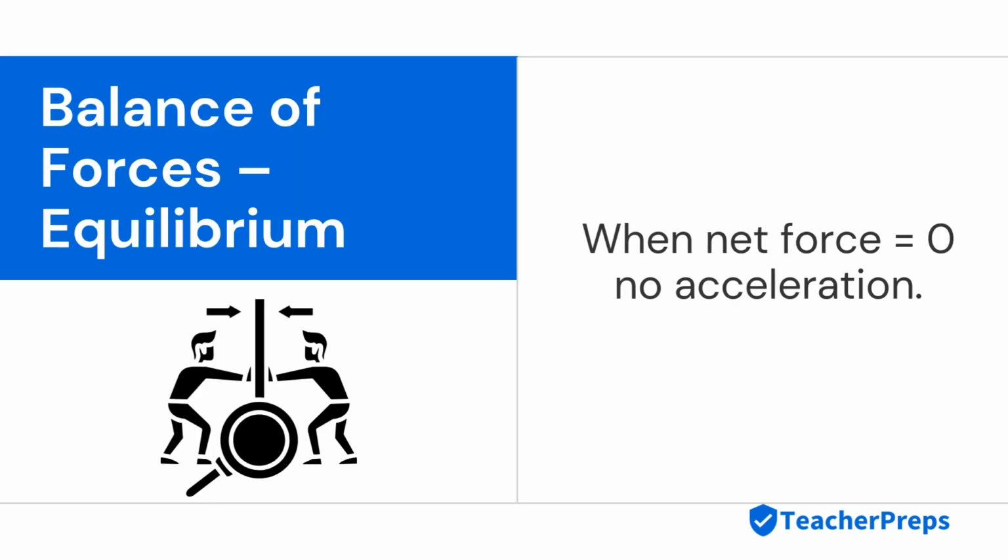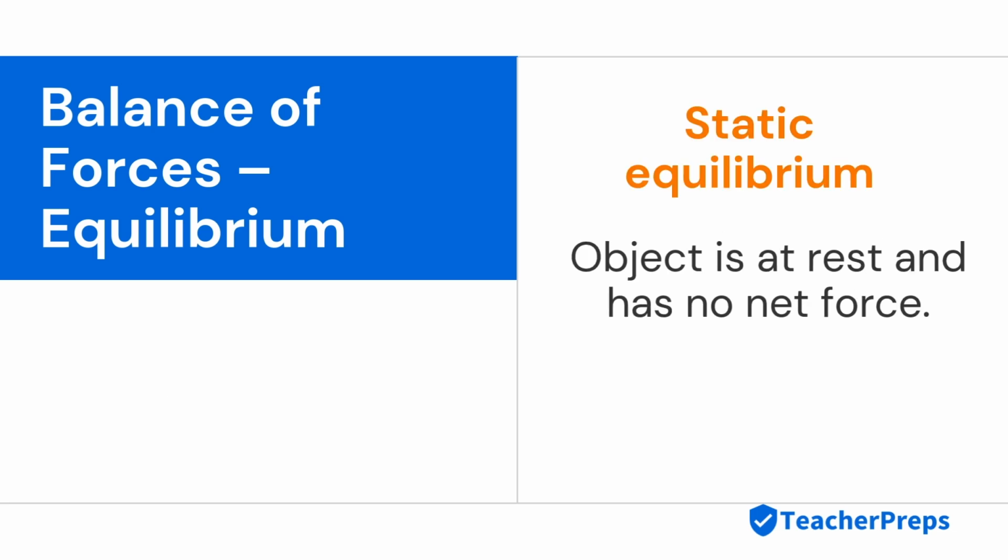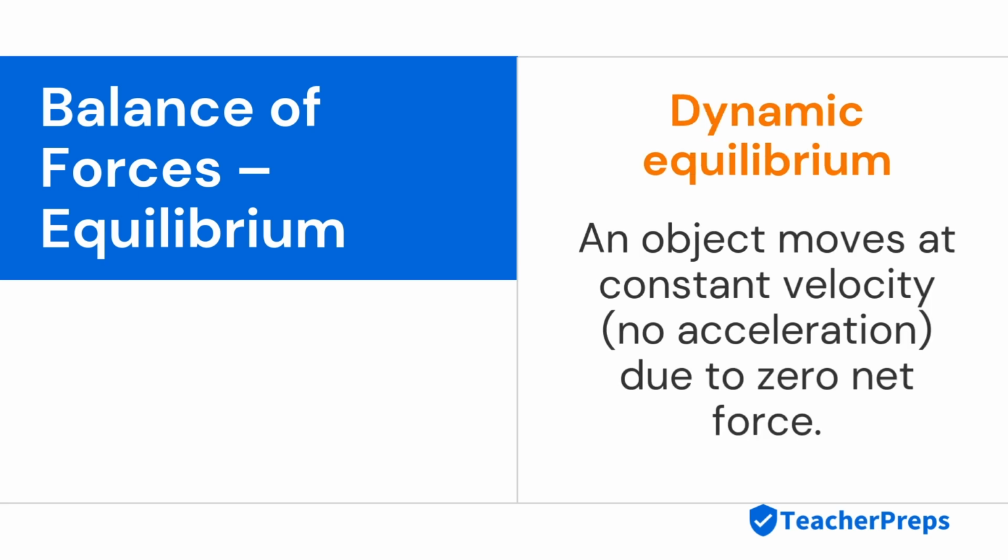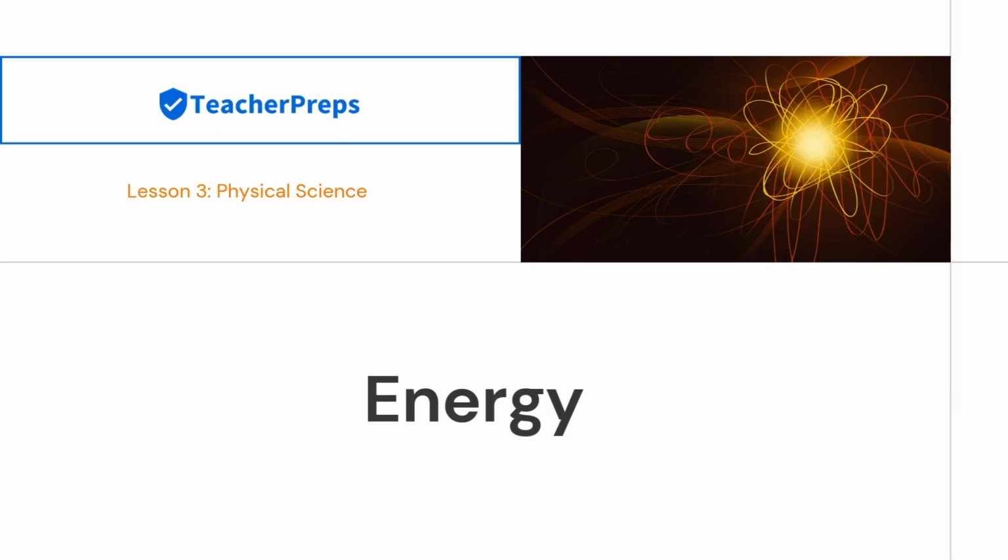Now let's take a look at the balance of forces, or what we call equilibrium. When the net force is equal to 0, this means no acceleration. A static equilibrium means the object is at rest and has no net force. On the other hand, a dynamic equilibrium is when an object moves at a constant velocity, meaning without acceleration, due to 0 net force.